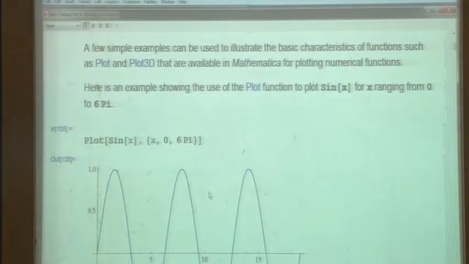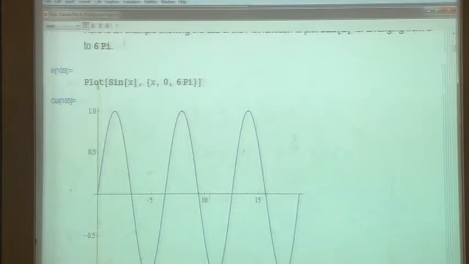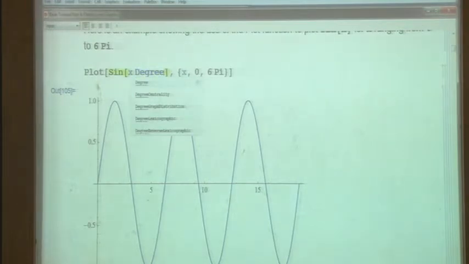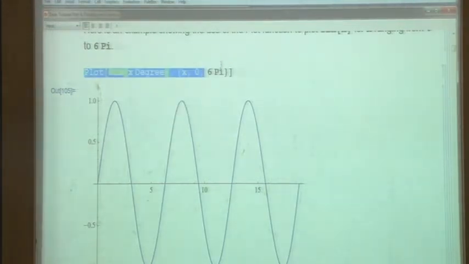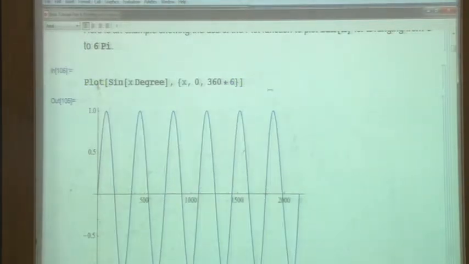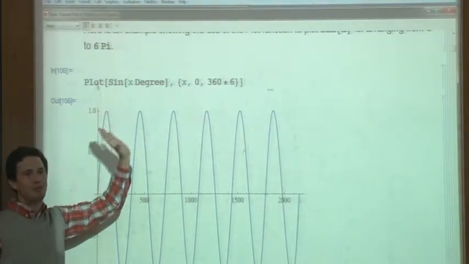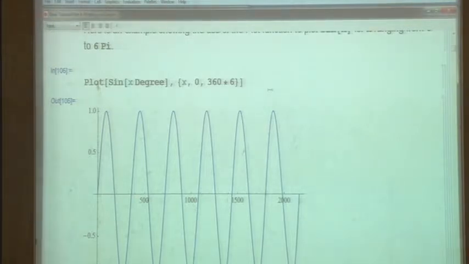Last time we changed to the degree. Yeah, correct. So if we want to change to degrees now, we could put Sin[x Degree]. Alright? And then instead of 0 to 6 pi, it will be, what, 360 times 6, right? If you want to use radians, that's the default. But if you want to use degrees, then you need to put Degree after the x. But of course, the range also has to change to degrees, right? So it will be 360 Degree times 6, because it's 6 pi.